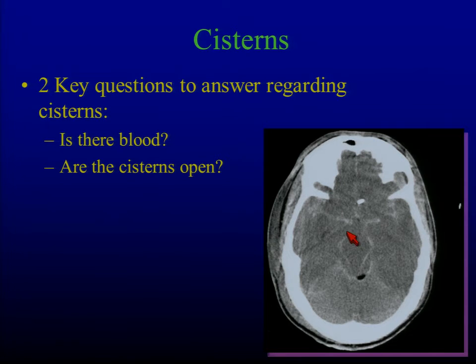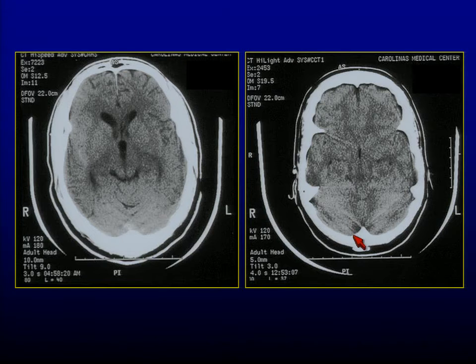So here's someone who's got, you can see their cisternal system, subarachnoid hemorrhage, circummesencephalic cistern. Everything is tight, and there's really no room for CSF. So there's blood, and the cisterns are not open. So this is somebody who's both bled and has increased intracranial pressure.